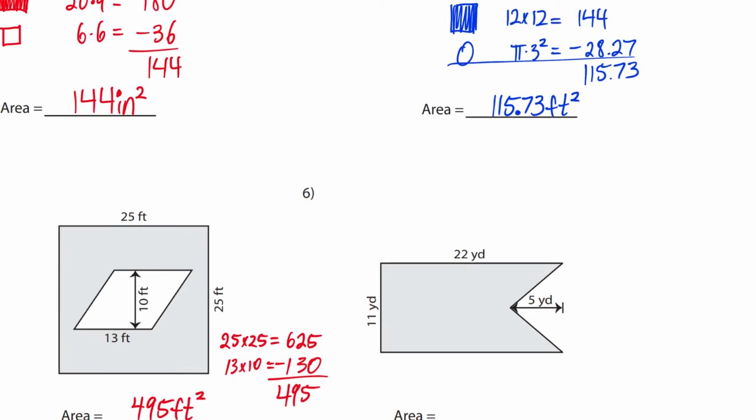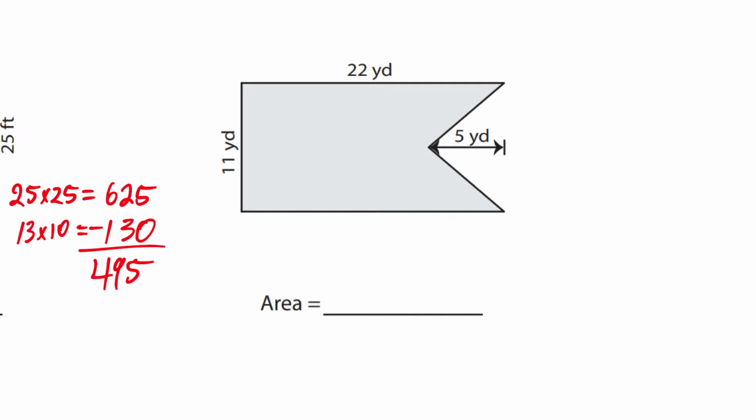Okay, on this one. I guess there are at least two ways. What I'm going to do is just like we've been doing, think of it as if the whole thing is shaded in, right? So if you think of the whole shape, what is it? It's a rectangle. So it's just going to be length times width, 22 times 11, which is 242. Okay, but there is a triangular chunk cut out of the side of it.